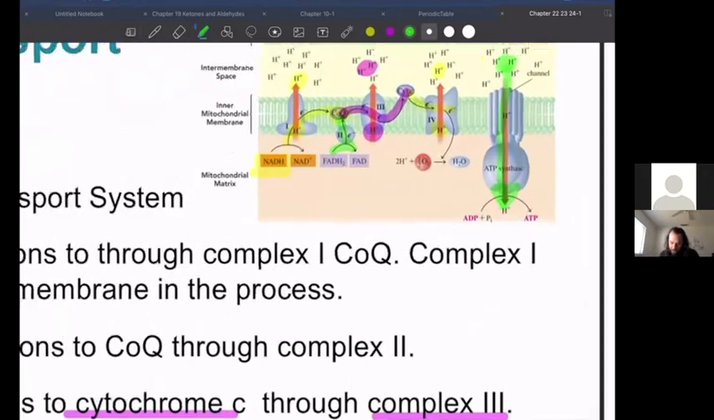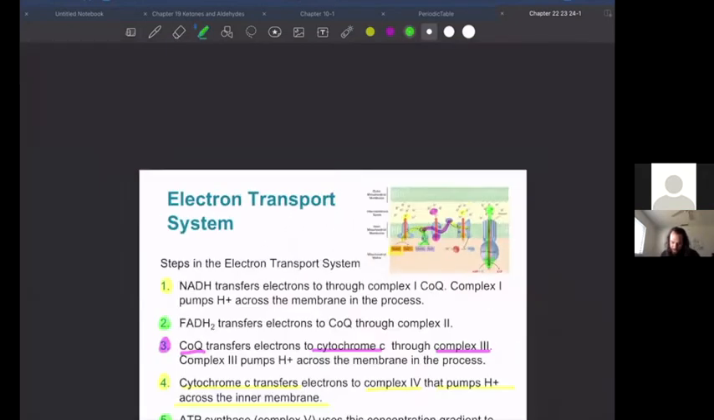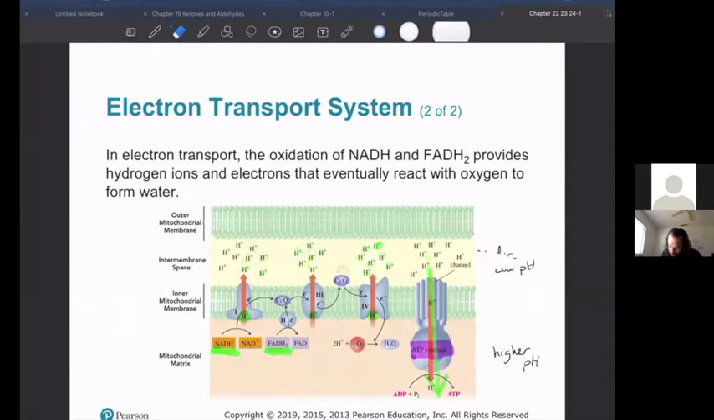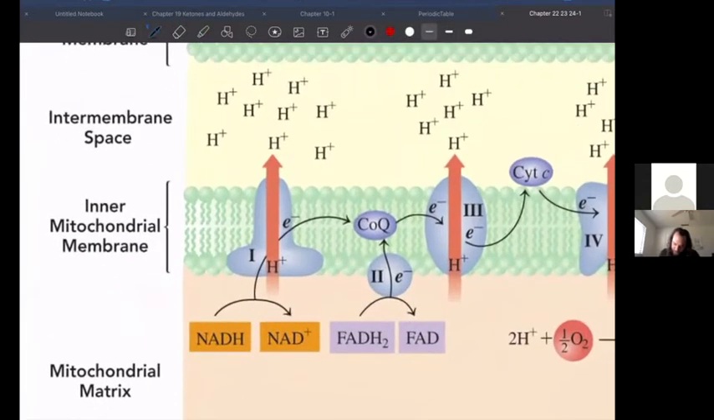Okay, so if we zoom in on our little chart here, or actually let's go to the bigger one here. Step 1, NADH transfers electrons to coenzyme Q through complex 1, pumping protons across the gradient. FADH goes through complex 2 to give its electrons to coenzyme Q. That doesn't actually pump any protons across the membrane.